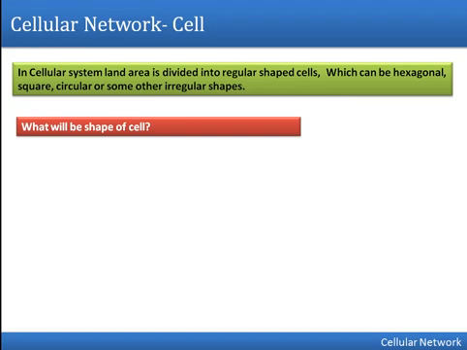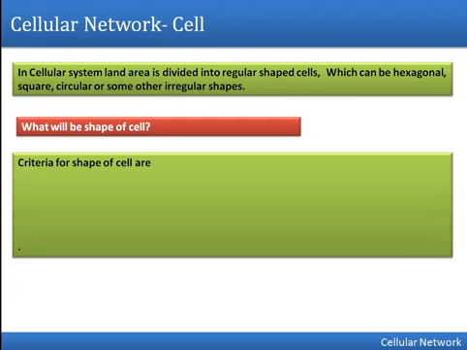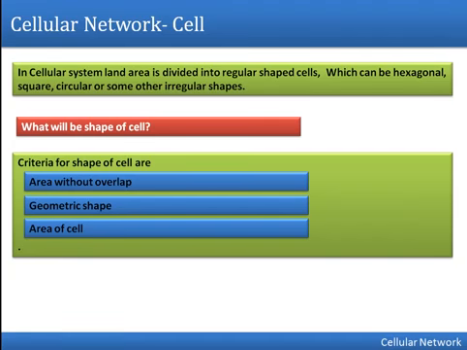Now here I will explain why the hexagonal shape is considered to represent a cell. There are some criteria for which cell shape has to be used. These are the three criteria. First, whatever shape you select, if we use that shape multiple times, there should not be any overlapping in order to cover the entire region. Second, it has to be a geometric shape like a square, rectangle, or circle. And third, the area of the cell. Whatever shape we select, it should cover the maximum area.